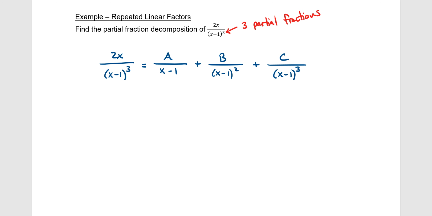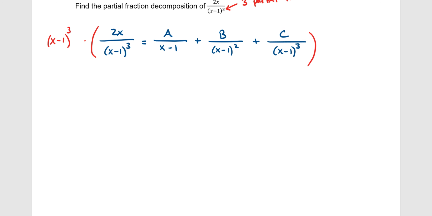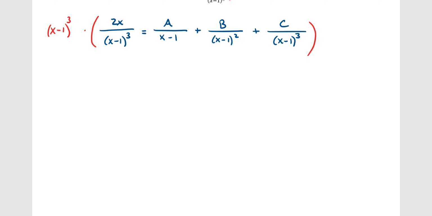Okay, so once we have that, actually, it's not too difficult. We have to just multiply everything by the least common denominator, which as usual is just the original denominator. So multiply everything by x minus 1 cubed, and then let's go ahead and see what we have left over. When you multiply the first one, the x minus 1 cubed is going to completely cancel off, and we're just going to be left with 2x on the left.